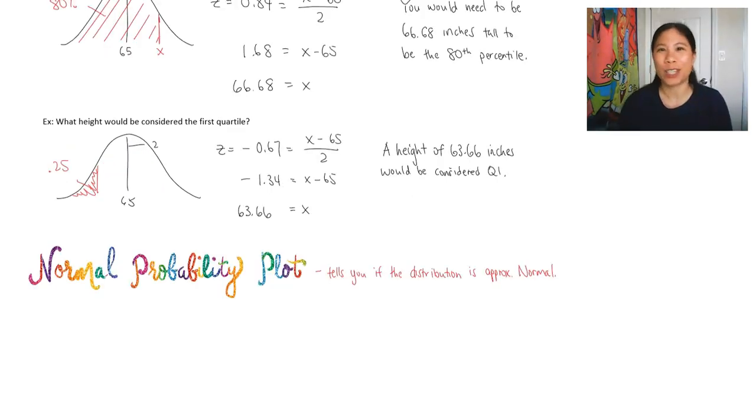Finally, the last thing I want to talk about is the normal probability plot. Kind of playing around with fonts here. The normal probability plot tells you whether your distribution, your set of data, is approximately normal. In real life, it's really hard to get something to be exactly normal, but we want approximately, because once it's normal, we can use all of our calculations with z-scores and our table A to find percentages. So a normal probability plot will be able to show us that.